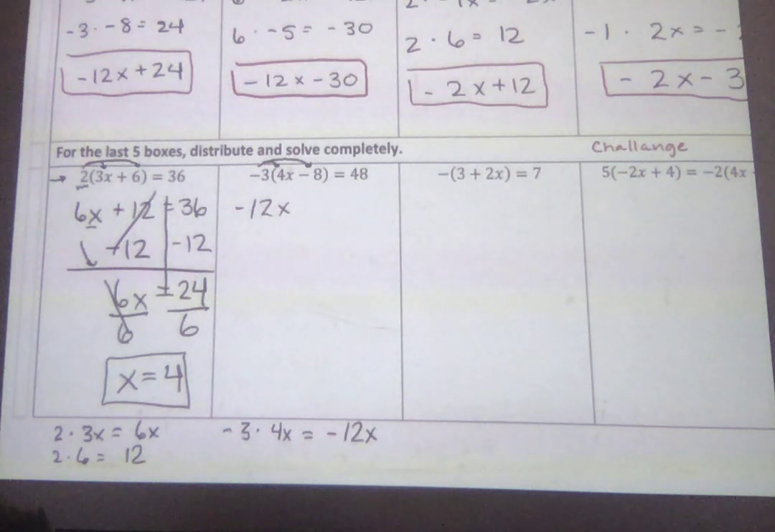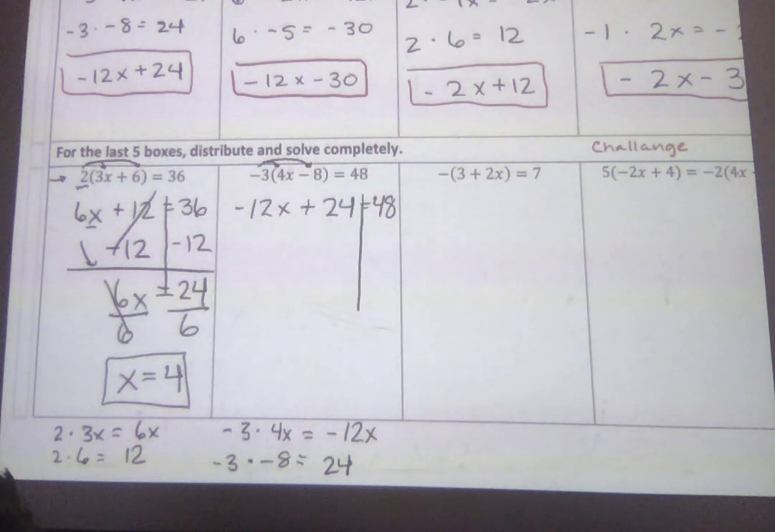Then, so we distributed there. Now we need to take -3 times -8. Oh, sorry. I was looking at the wrong problem. So you got it. So, you said negative what? -3 times -8. That's going to be negative 24. Negative times a negative. Plus 24. Yep. Negative times negative is going to give us a positive. So we're going to have plus 24 equals 48. We didn't do anything with the 48, so we'll bring it straight down.